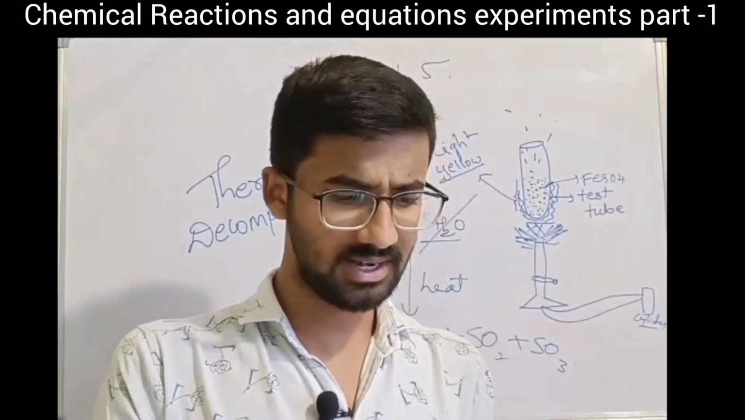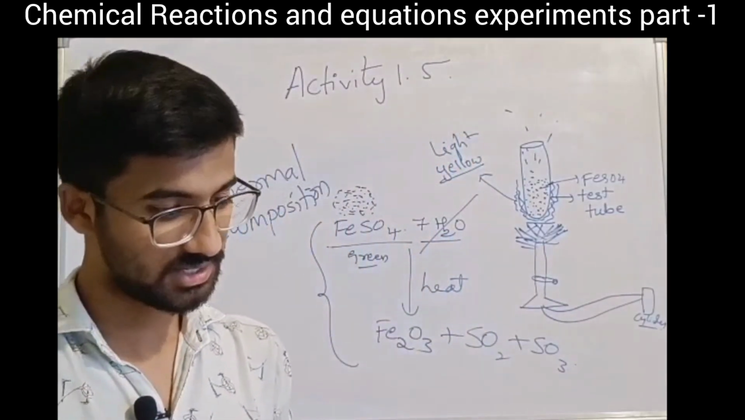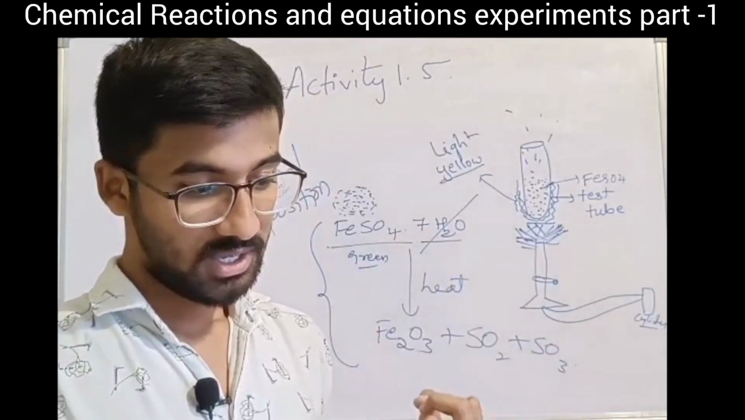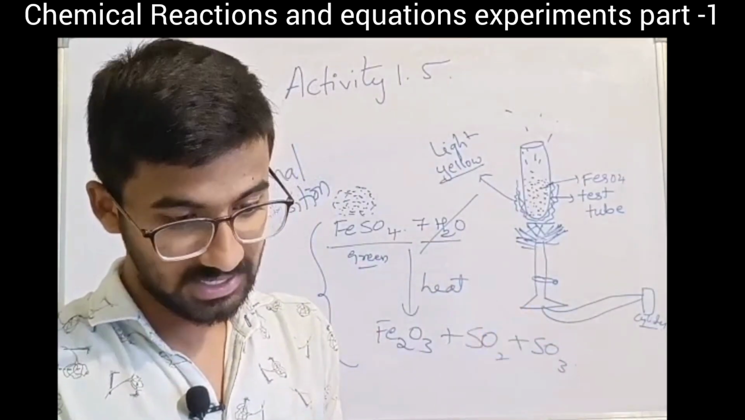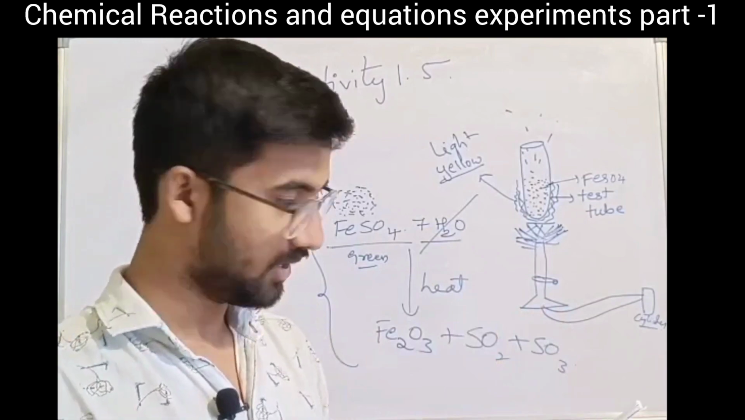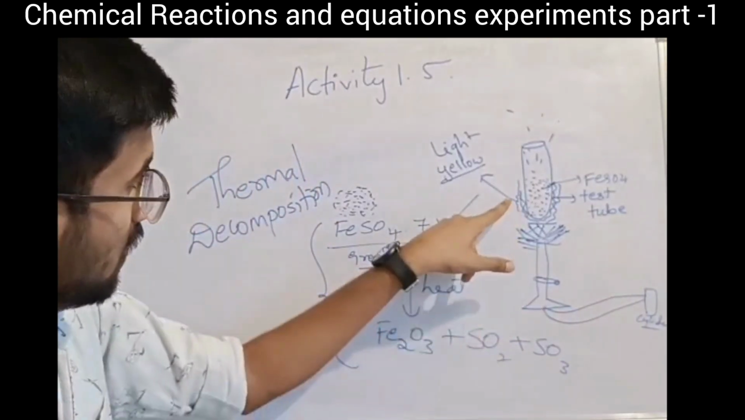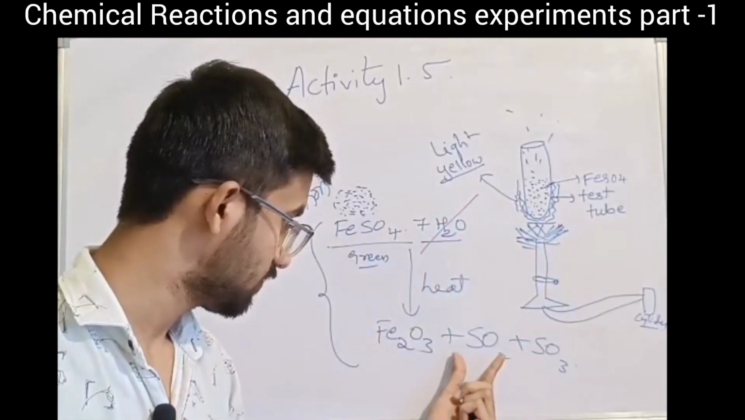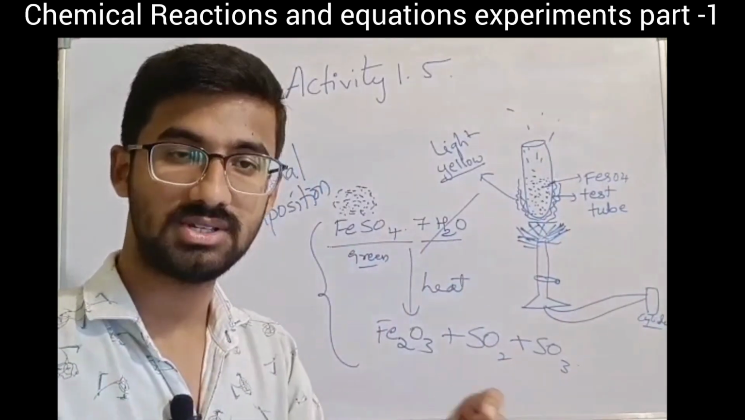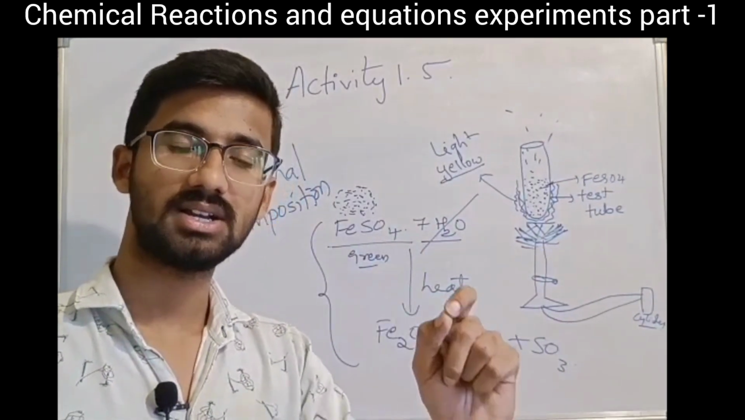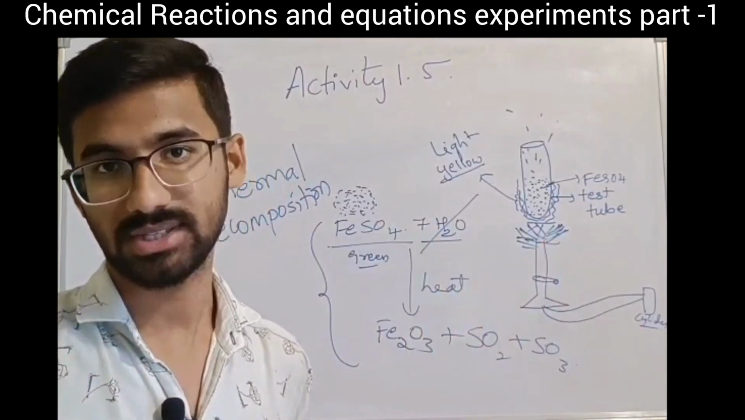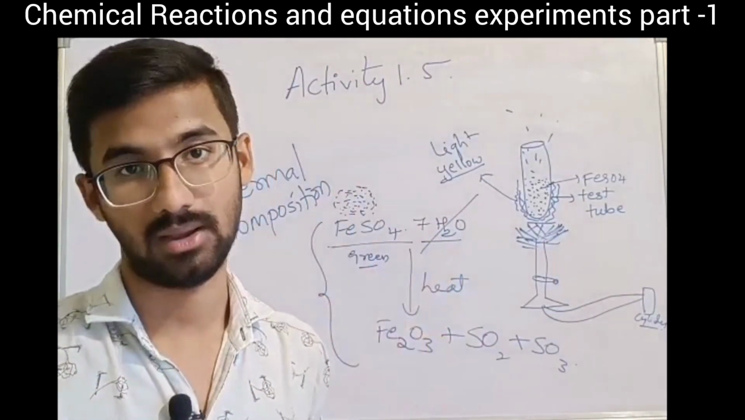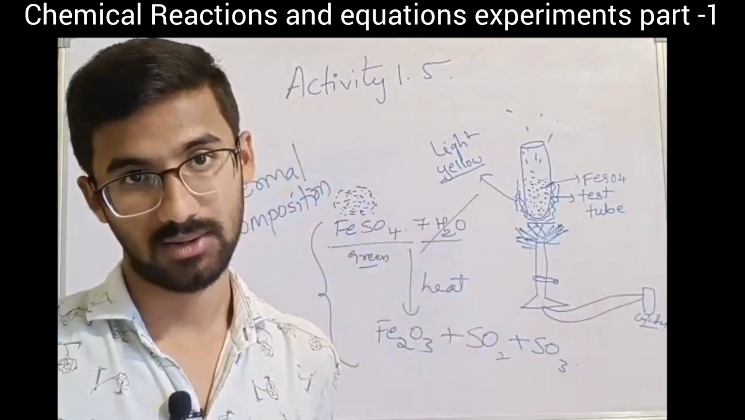Have you noticed the green color of the ferrous sulfate crystals has changed? Yes, it's changed into ferric oxide. You can also smell the characteristic odor of burning sulfur. Yes, as I told you, the light yellow color on the sides of the test tube is SO2, SO3, sulfur dioxide and sulfur trioxide. They're telling that it is a bad smell, which is called a pungent smell.